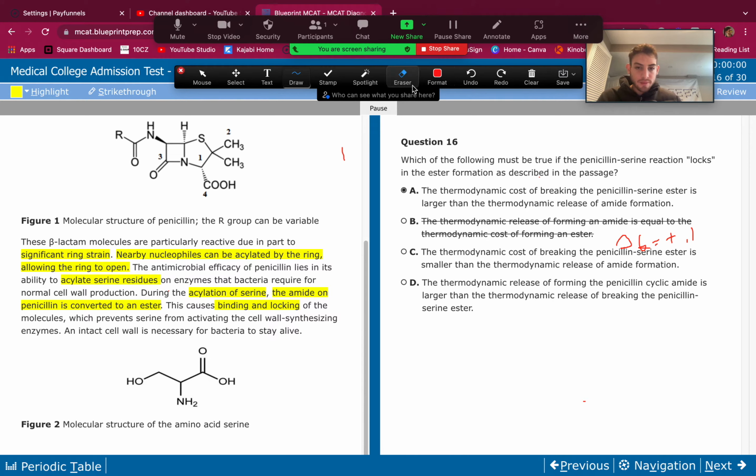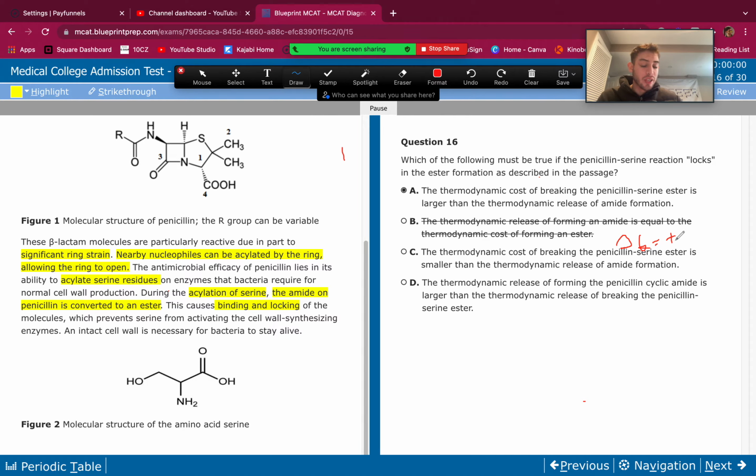Oh, okay. So this is basically saying that delta G is positive. It's non-spontaneous to break it, but it's small. Okay, this one said it's large. It's very non-spontaneous that we're going to break it. It's very unlikely we're going to break it. This one is saying it's unlikely we're going to break it, just a little bit. Okay, it's smaller than the thermodynamic release of amide formation. So this is saying we'd rather form the amide than go ahead and break the penicillin-serine ester.